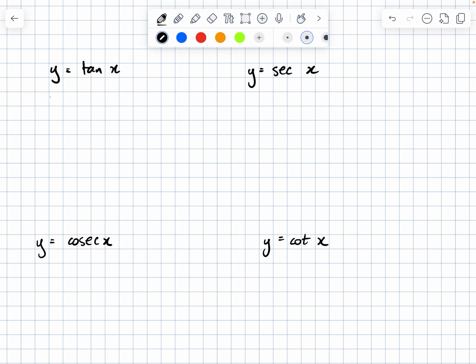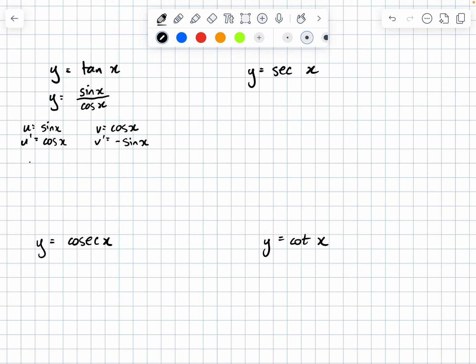The proofs for differentiating tan x, sec x, cosec x, and cot x require knowledge of the chain rule and the quotient rule. To differentiate tan x, we can first split tan into sin x over cos x. That's a quotient. So we'll let u equals sin x, which means that u dash equals cos x, and v equals cos x, so v dash equals negative sin x.